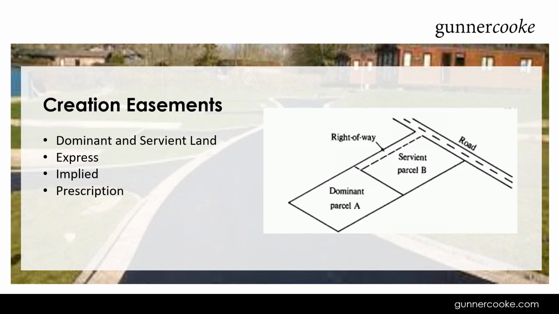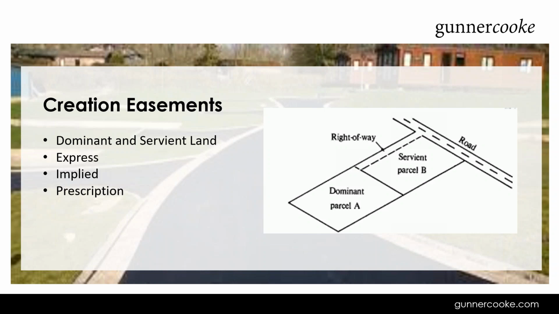What you have is two pieces of land. You have what's called a dominant estate and a servient estate. So the dominant estate is the one that benefits from your easement. In this case, the example that I've got in the picture there is a right of way. And your servient estate is the one who gives service to that easement, essentially is the easiest way of recalling it.